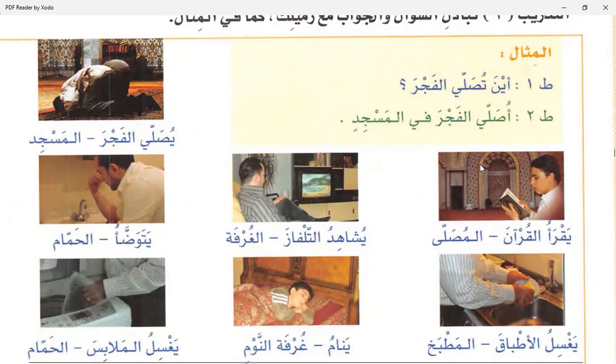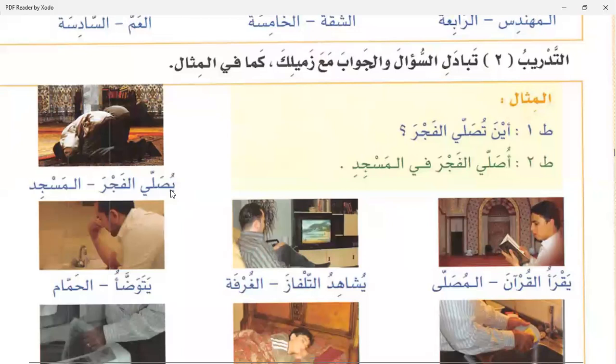So in each picture you have a verb like yusalli, yaqra'. Yusalli means he prays. You need to convert it into you pray. Yusalli, he prays; tusalli, you pray; usalli, I pray. Similarly in the next one, yaqra'u, he reads. You just replace ya with ta, and it becomes taqra'u, you read. Then you replace the ya with hamza, and it becomes aqra'u, I read. Yushahidu, he watches; tushahidu, you watch; ushahidu, I watch. In this way you will convert the verb in all of these pictures. Now raise your hand.